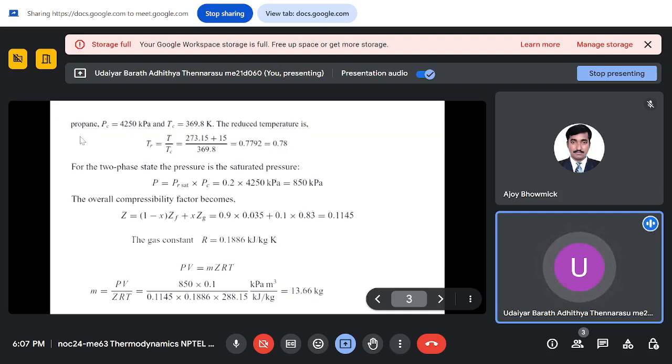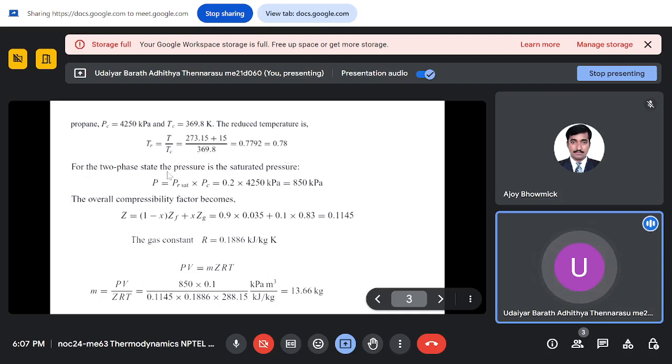For propane, the critical pressure is 4250 kilopascal, or 42.5 bar, and the critical temperature is 369.8 Kelvin. From this we can find the reduced temperature. Reduced temperature TR is T by Tc. T is 15 degrees Celsius, so 273.15 plus 15 to convert it into Kelvin, divided by 369.8, the critical temperature. So we get 0.7798, which is close to 0.78.